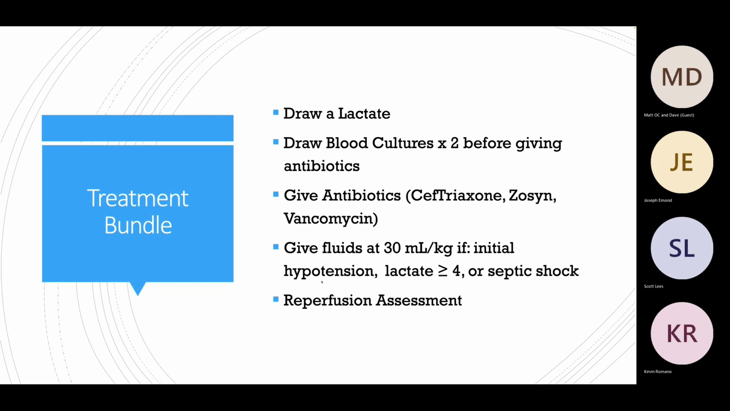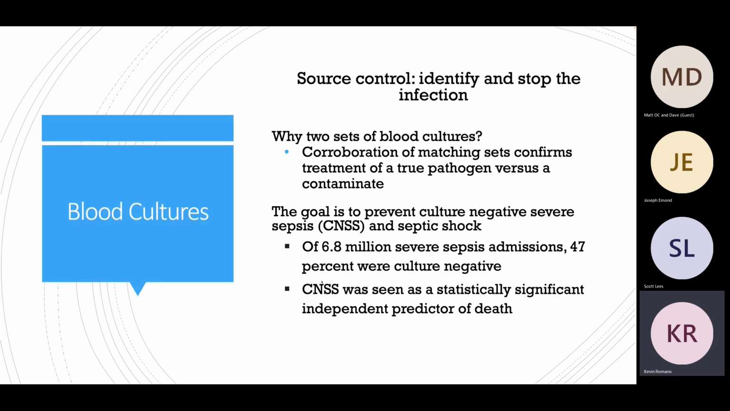All right. So as far as the treatment bundles go, this is more of the hospital side of stuff. Again, I'll go through this pretty quickly. They're going to draw a lactic. The reason why we don't draw lactics in the field is because they have to be on ice, and they're only good for 15 minutes, so they have to get to the lab. We're going to do cultures ×2 before giving antibiotics. We're going to give ceftriaxone, Zosyn, or Vanco. We're going to do a 30 mL per kilo fluid bolus for initial hypotension, lactic greater than 4, septic shock, and reperfusion assessments. They have to do this within the first hour as they start getting the sepsis criteria done.